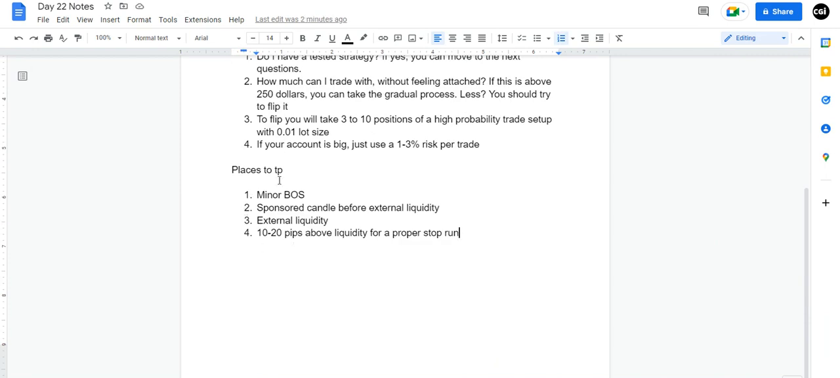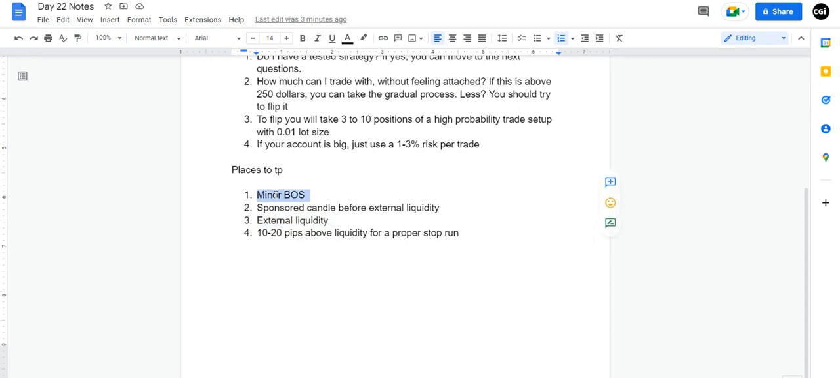Minor break of structure, I hardly use this one except if the move is going to take a long time. Let me say for example, external liquidity is my final target. Pardon me, guys, I think I'm getting tired and I should wrap this up. Let's say external liquidity is my final target.